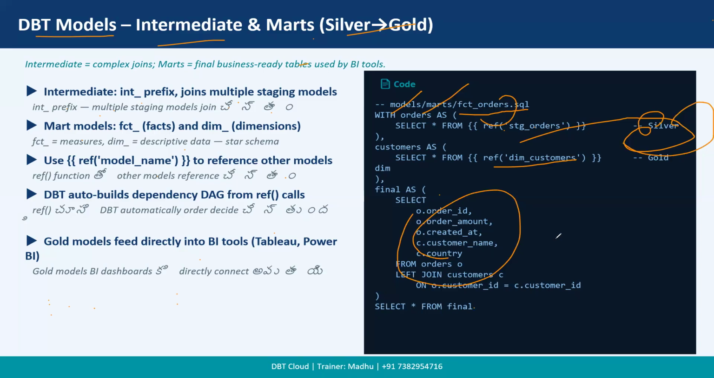So this is how we design it, with Mart as the requirement. This part is completely for silver and this part for gold. Intermediate models get a prefix and join multiple staging models. Mart models have fact underscore fact model name and dim underscore dimension name. Use ref of model name to reference the other models, so dbt auto builds the dependency DAG from ref.